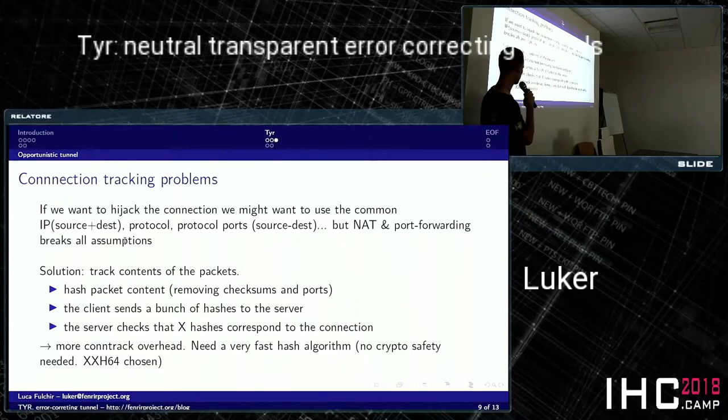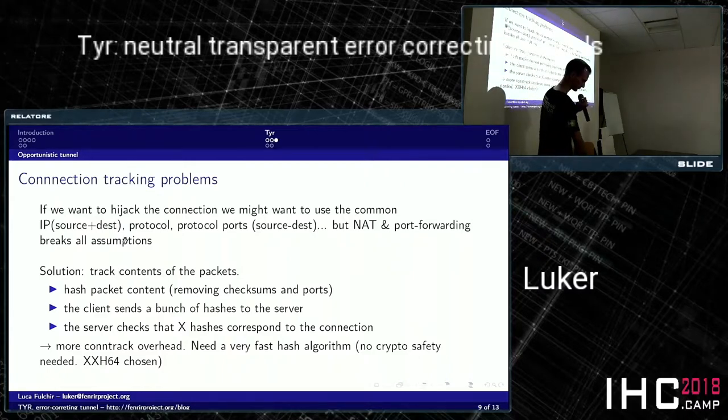For example, this hash function was chosen because it is one of the fastest I could find, and much faster than the common SHA, even if there is no crypto safety behind it. But we don't need it because we're not using it for authentication. We're using it just to check if we're seeing the same packets.